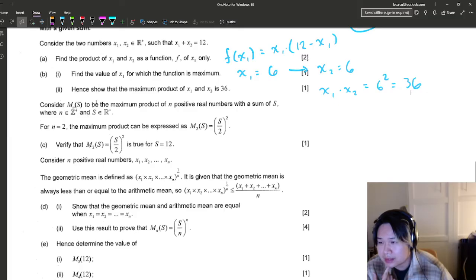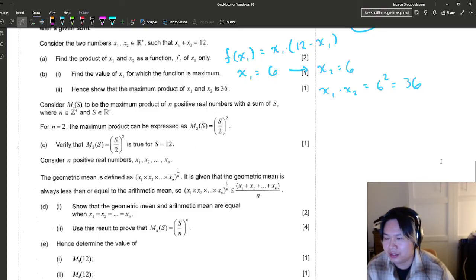M_n^s is the maximum product of n numbers, as long as you know that they add up to s. And n should be a positive integer, because this is how many numbers you want. s is some number. For n equals 2, the maximum product can be expressed as this. So if you're adding up two numbers together, then the maximum product is basically the sum divided by 2, squared. Verify that this is true.